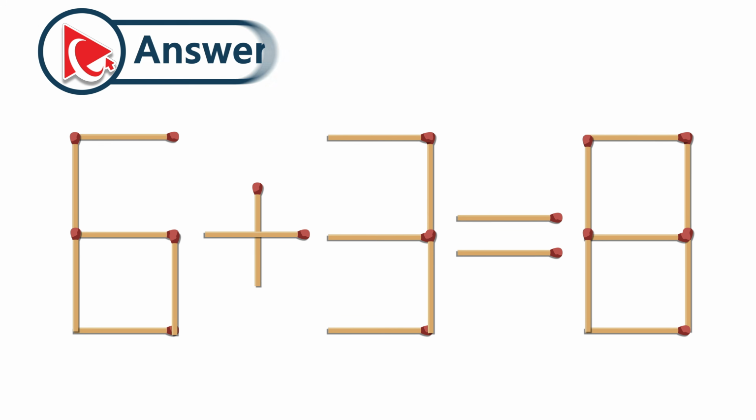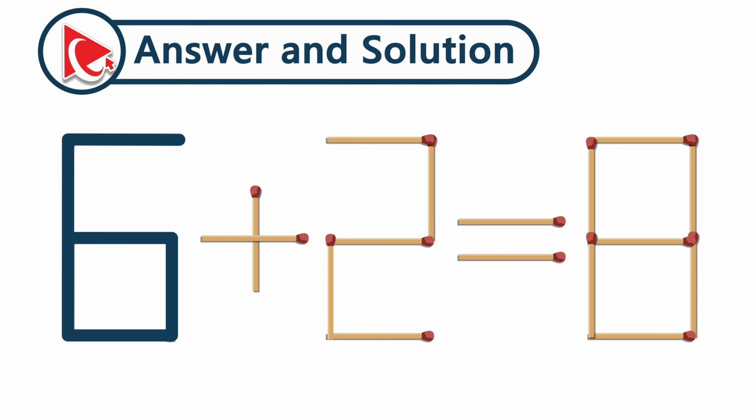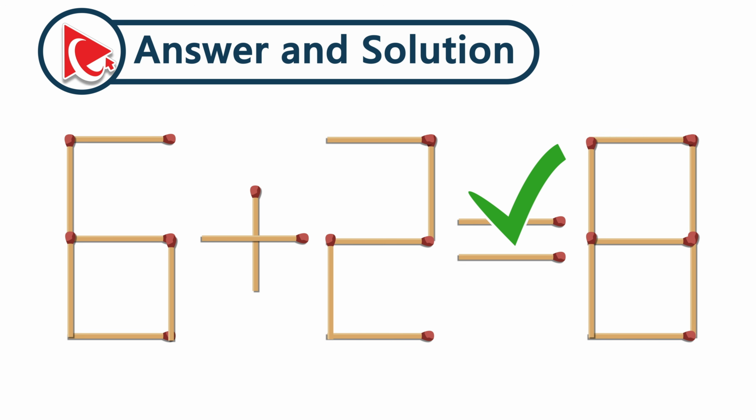As you can see, 6 plus 3 equals 8 is not correct. So how do you fix it? To fix it, you need to move the lower right vertical stick from the 3 to the lower left side of the same number. This changes 3 into a 2, and the equation becomes 6 plus 2 equals 8.